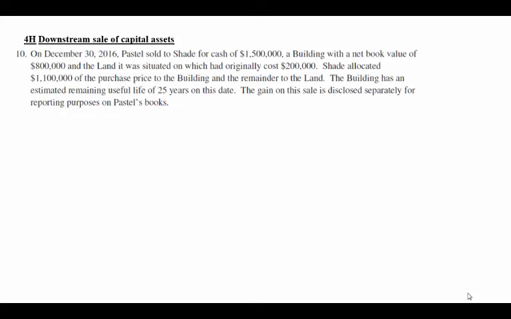Shade allocated $1.1 million of the purchase price to the building and the remainder to the land, and the building has an estimated remaining useful life of 25 years on this date. The gain on the sale is disclosed separately for reporting purposes on Pastel's books. So if we look back to our income statement, we did see that gain separately disclosed, and it was a gain of $500,000.